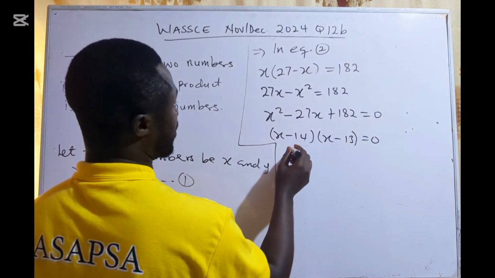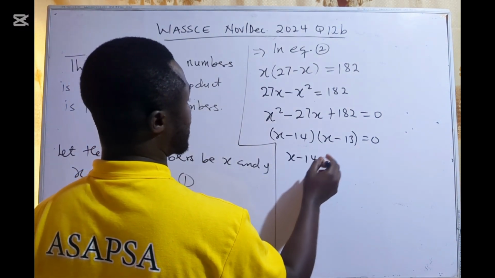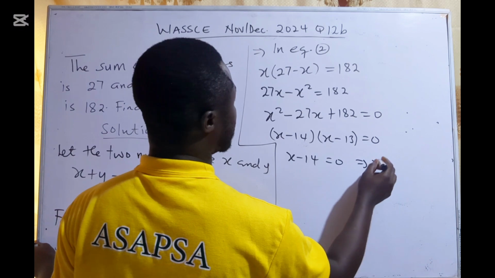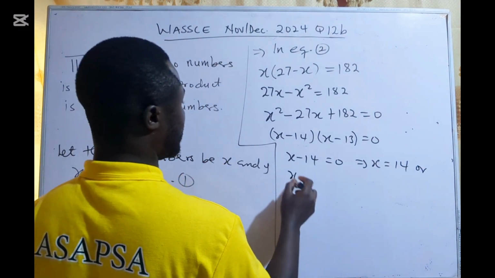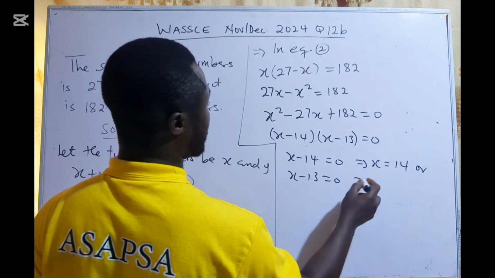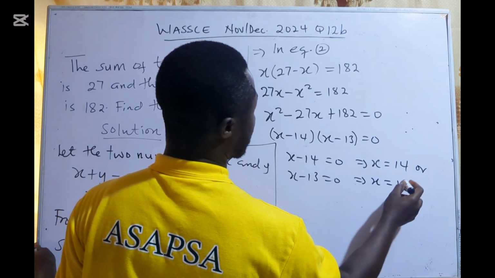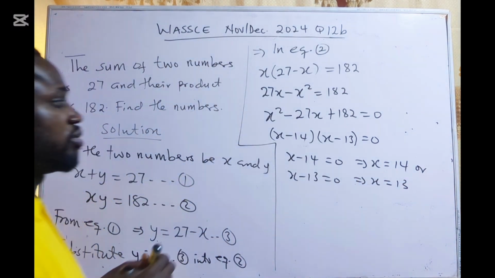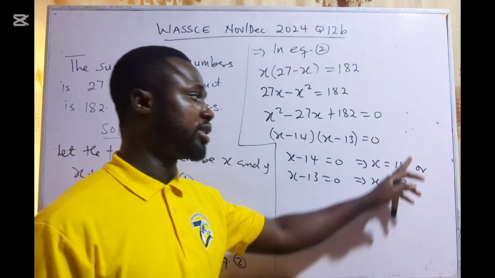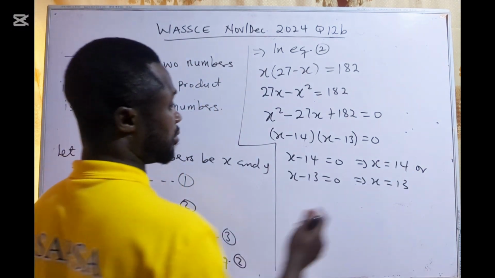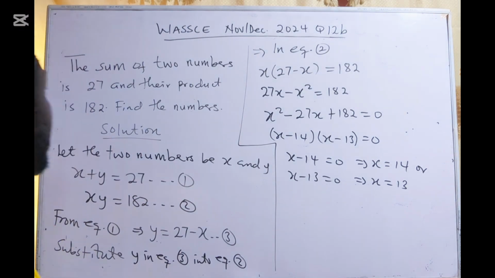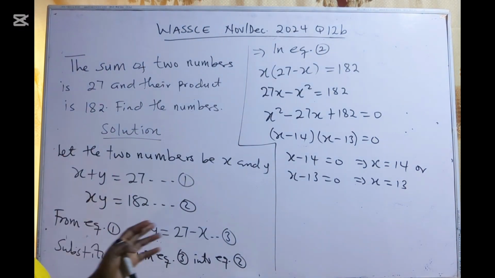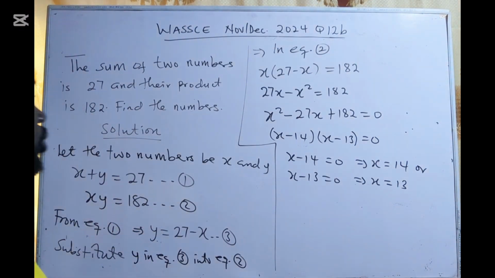So either x minus 14 is 0, which means x equals 14, or x minus 13 equals 0, which means x equals 13. So we have two values of x. Either x is 14 or x is 13. Alright. So we have to find the corresponding value of y.